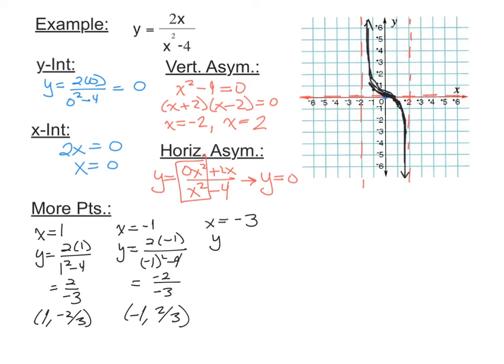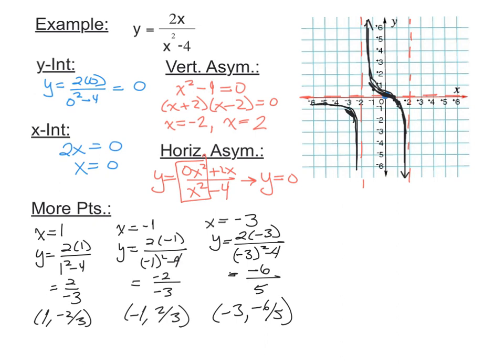Then I'm going to plug it into the function y equals 2x, so 2 times negative 3, over x squared minus 4. 2 times negative 3 is negative 6. Negative 3 squared is 9, and 9 minus 4 is 5. So when x is negative 3, y is negative 6/5. Which means at negative 3, the y-coordinate is negative 1 and 1/5. So down 1 and a little bit more. That's enough to see what this branch is, because my curve has to go through this point and then get closer to each asymptote.